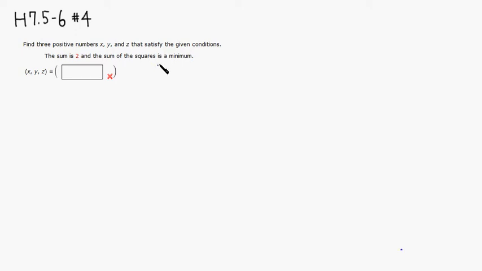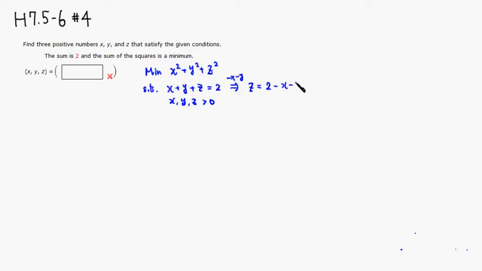So we want to minimize x squared plus y squared plus z squared, subject to the sum being 2, so x plus y plus z equals 2, and also these are positive numbers, so x, y, z are all positive. I'm just going to solve this equation for z, so subtract the x and y. So z is equal to 2 minus x minus y.